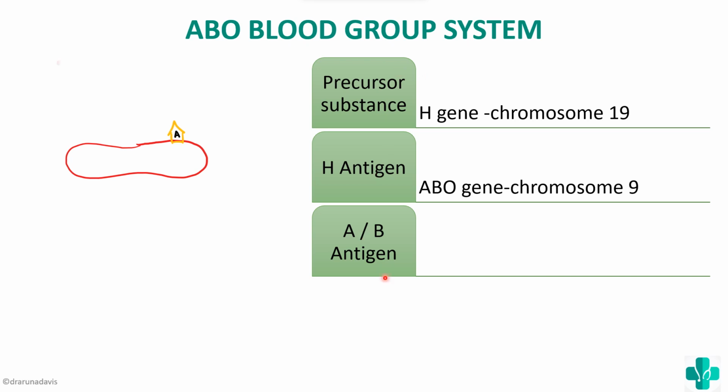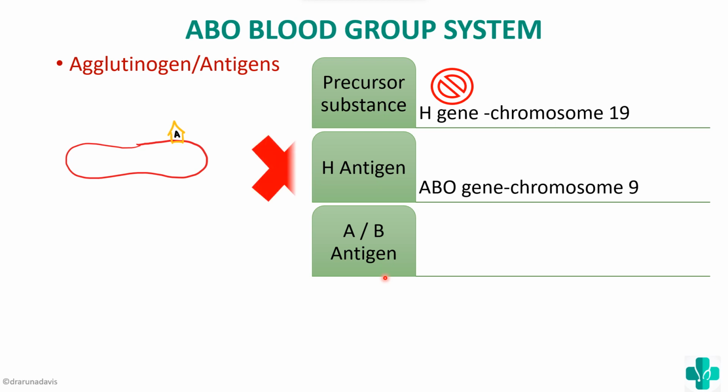So suppose an individual does not have the H gene, what will happen? The H antigen will not be formed, right? And so naturally the A or B antigen will not be formed. So when we check the blood grouping of that person, we will find that there are no A or B antigens, and we'll consider them as O blood group individuals.